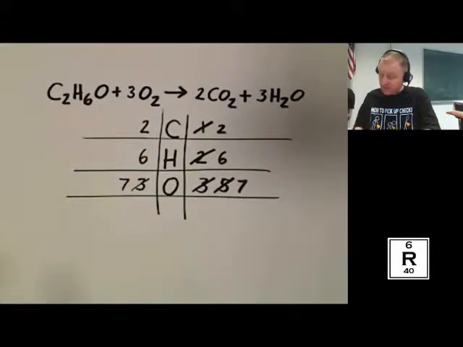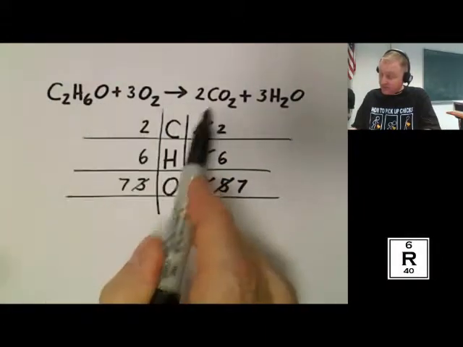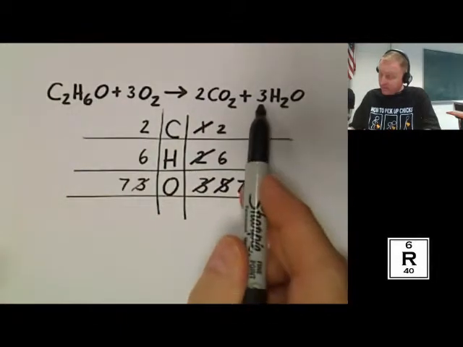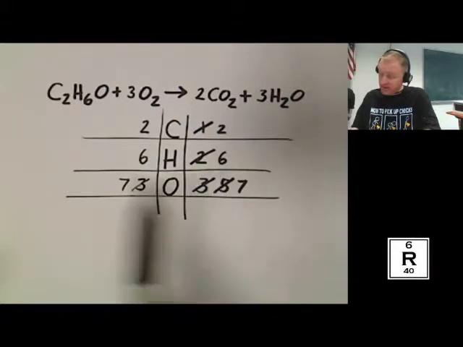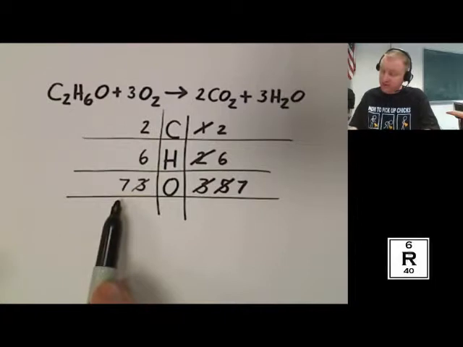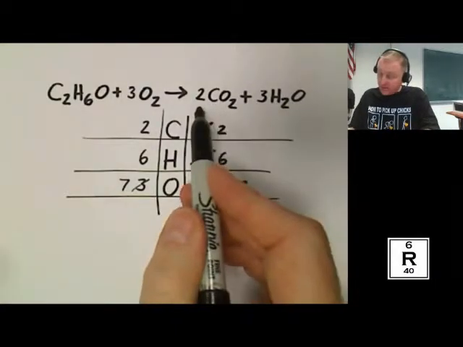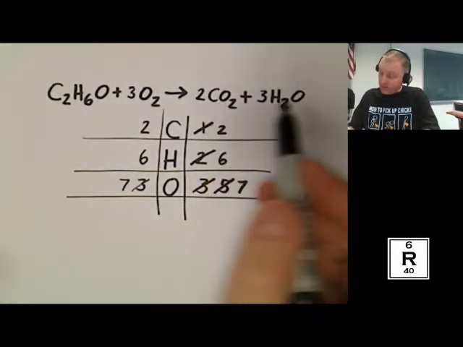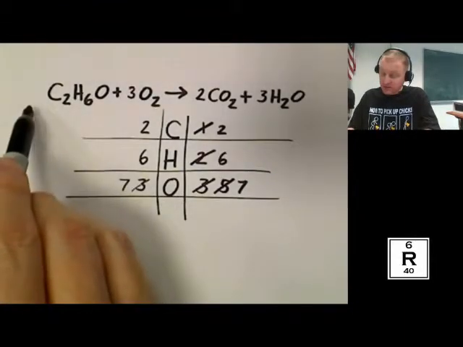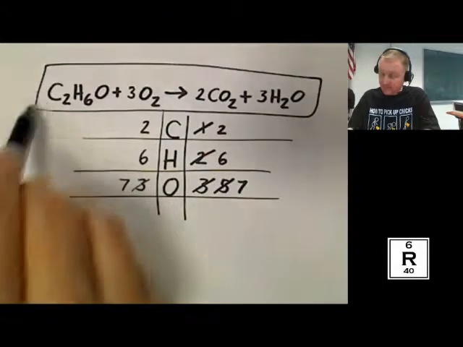So just a quick double check. I've got 2 carbons here and 2 carbons here. I've got 6 hydrogens here, and I've got 3 times 2, 6 hydrogens on this side. I've got 1 and 7 oxygens on this side, and I have 4 plus 3, 7 oxygens on this side. So it's balanced. So this is all you need to do for your answer, is right here.